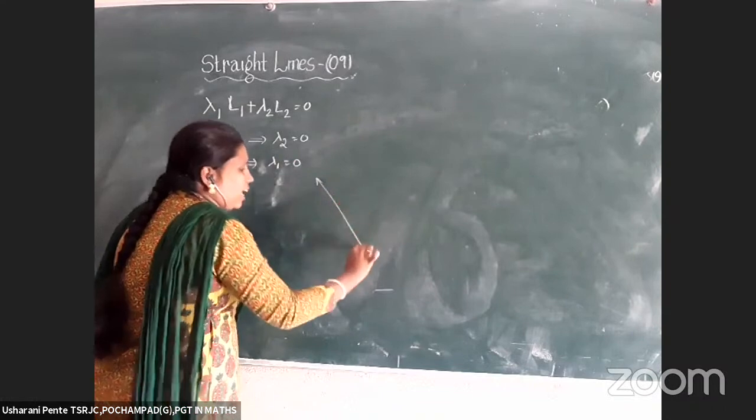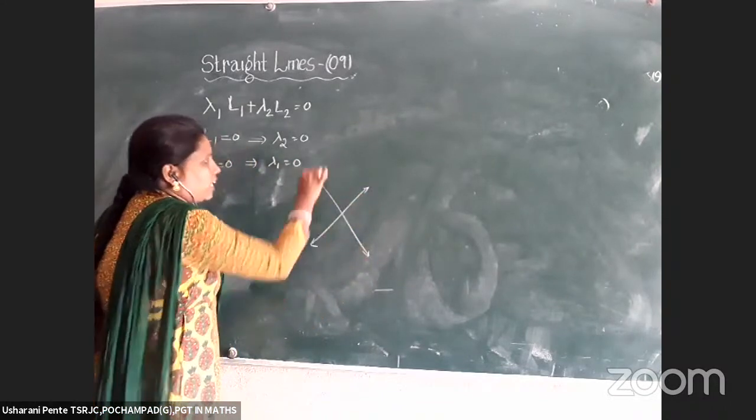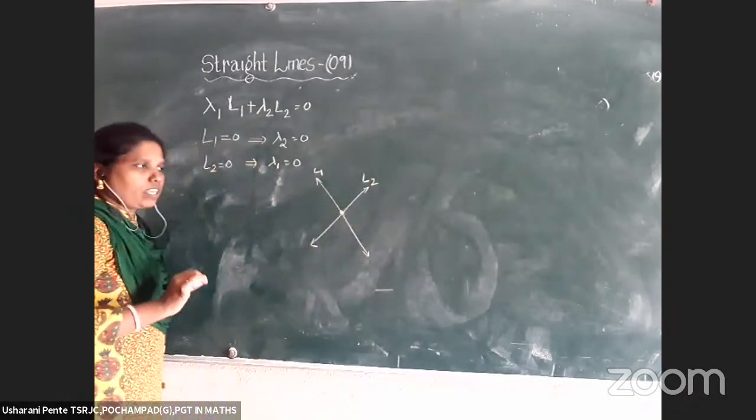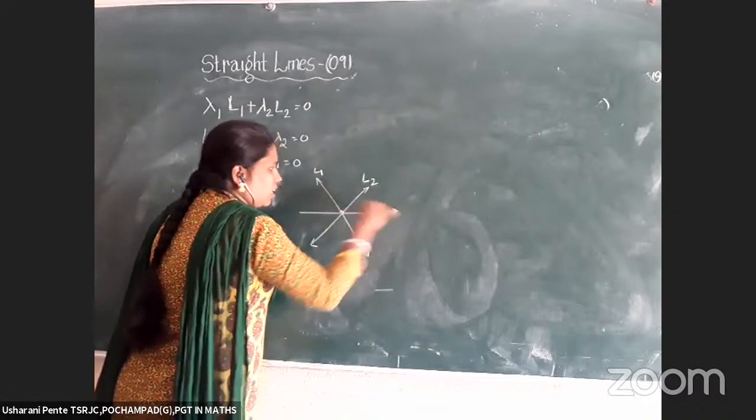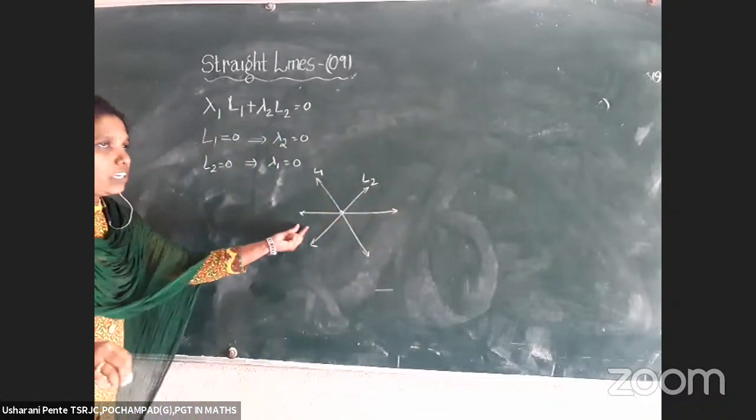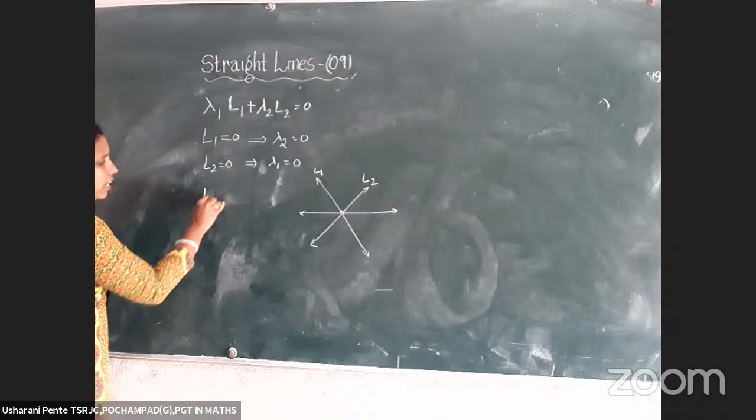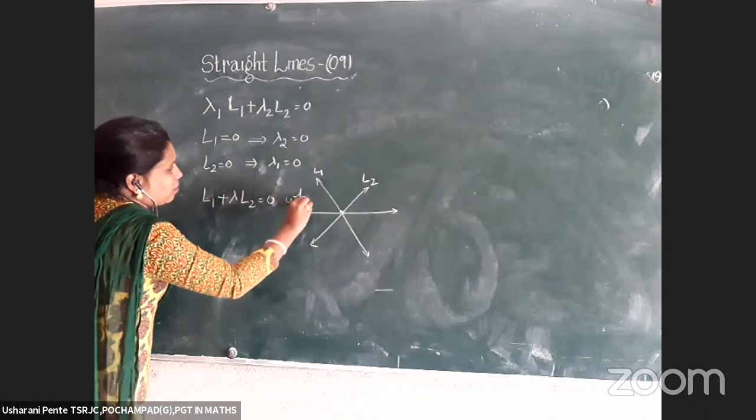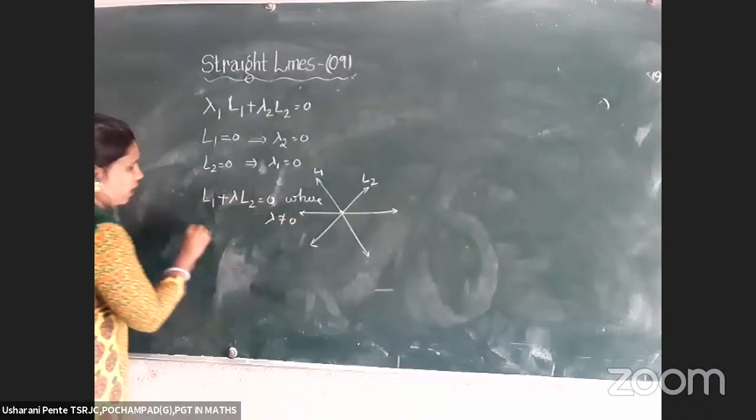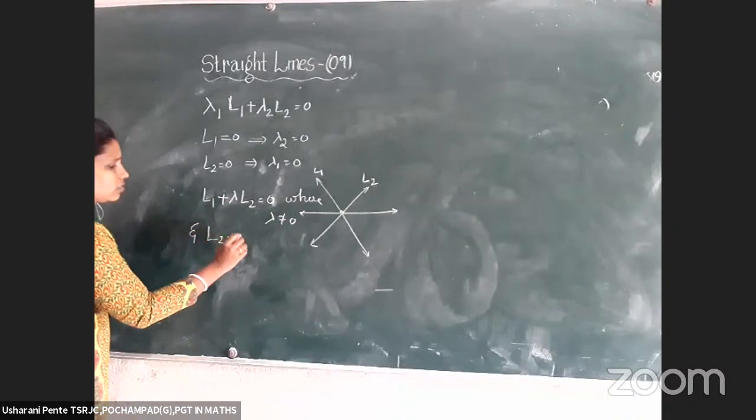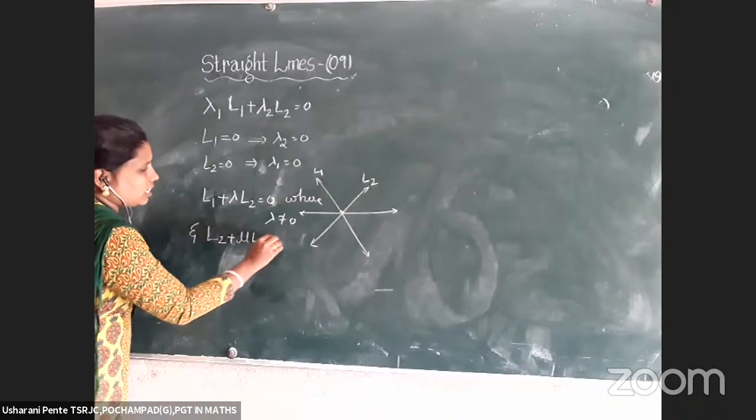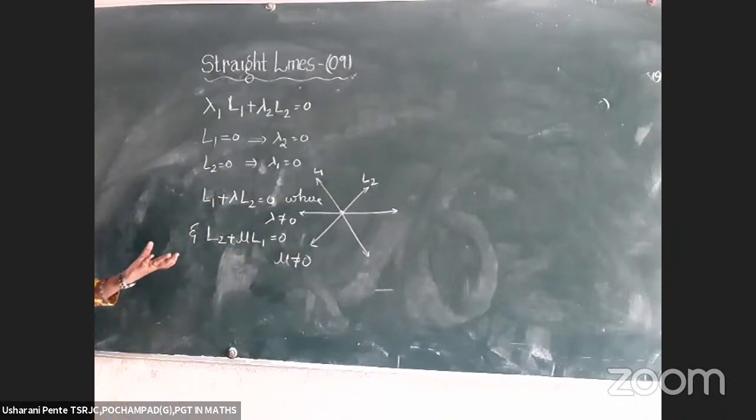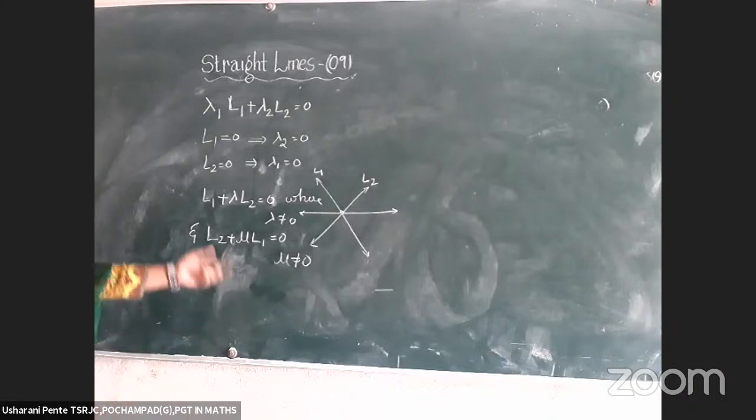If there are two lines, let's say L1 and L2, and there is a point of intersection of these two lines, there is a line passing through this point of intersection. The equation for this line we can write in the form L1 plus lambda L2 is equal to 0, where lambda is not equal to 0, and L2 plus mu L1 is equal to 0, where mu is not equal to 0. So these are the things we can write.